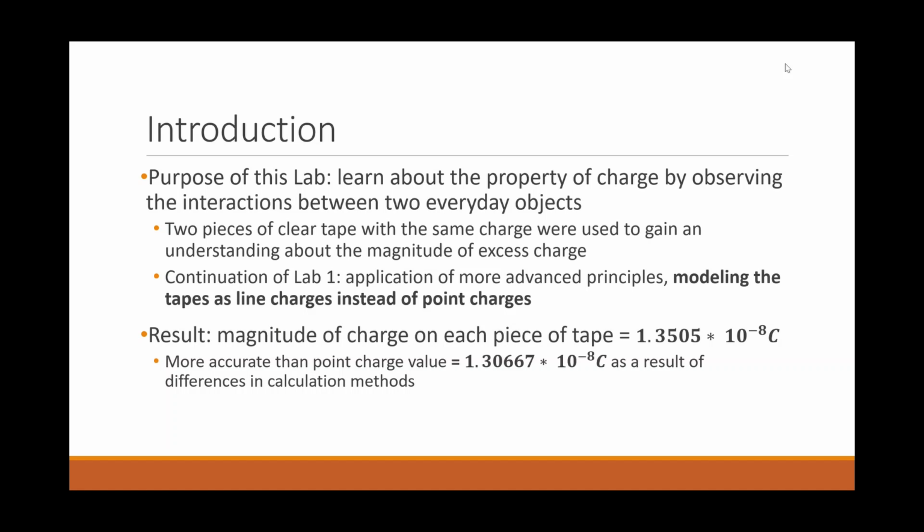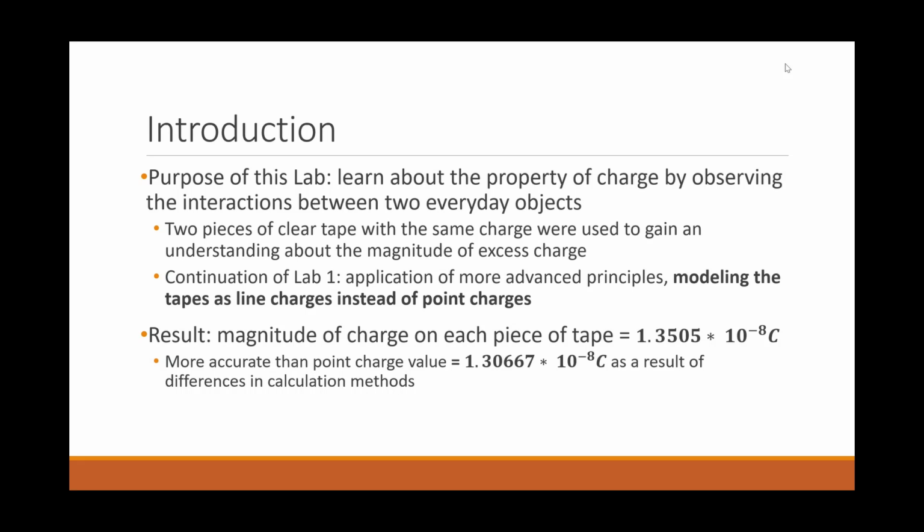As an introduction, the purpose of this lab was to learn about the property of charge by observing the interactions between two everyday objects. Two pieces of clear tape were first created to have the same magnitude of charge to get a general understanding about the magnitude of excess charge an object can have under normal conditions. This lab was a continuation of Lab 1 with the application of more advanced physics principles, modeling the tapes as line charges instead of point charges.